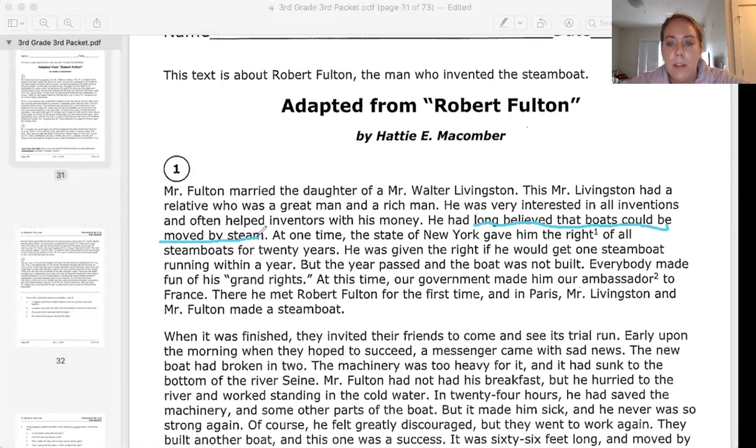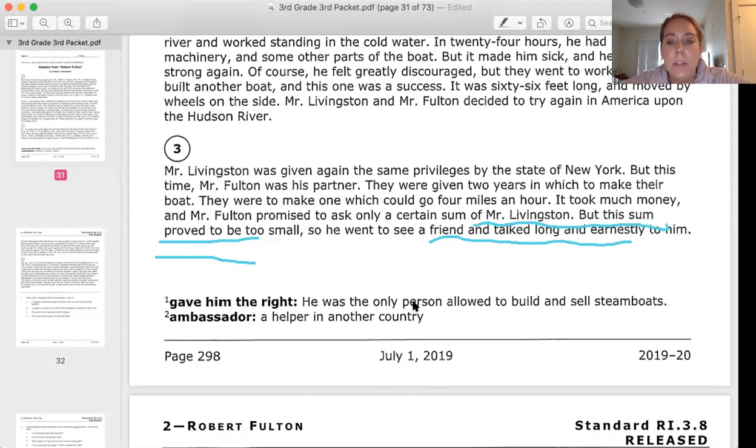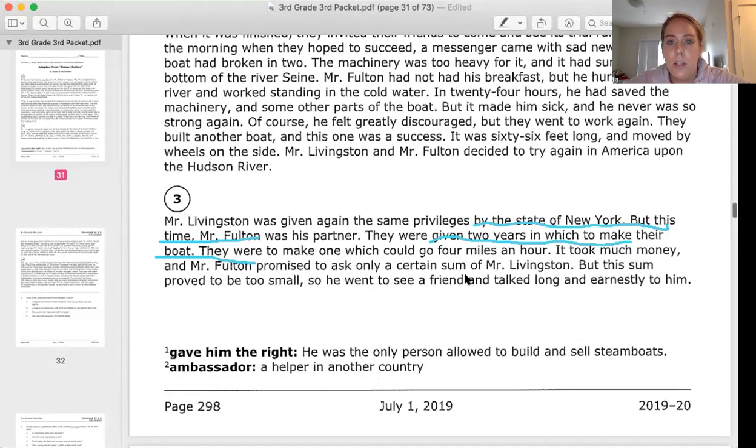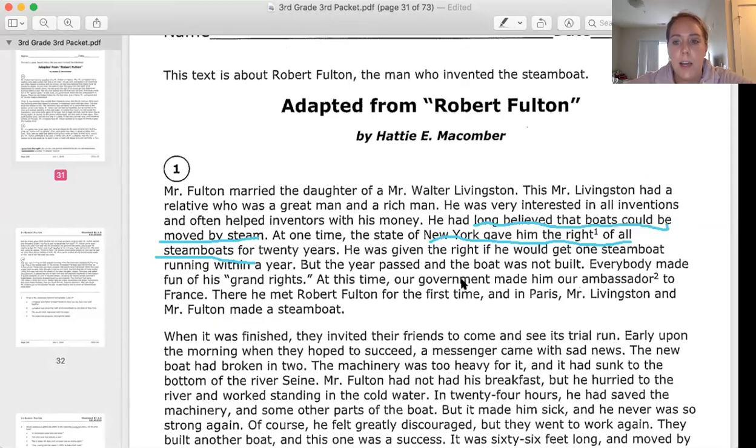At one time, the state of New York gave him the right of all steamboats for 20 years. Again, I'm going to pause because it says New York gave him the right of all steamboats. And I see I have a little 1, so I need to scroll down and see what the right means. And it says he was the only person allowed to build and sell steamboats. So that is super important, and that's why we need to underline it.